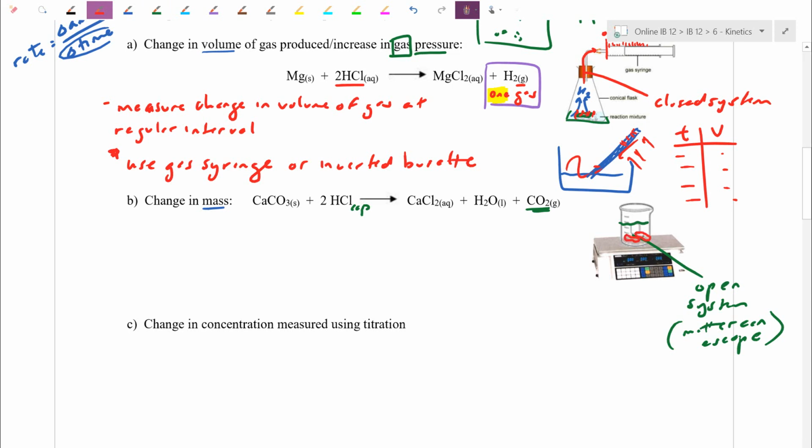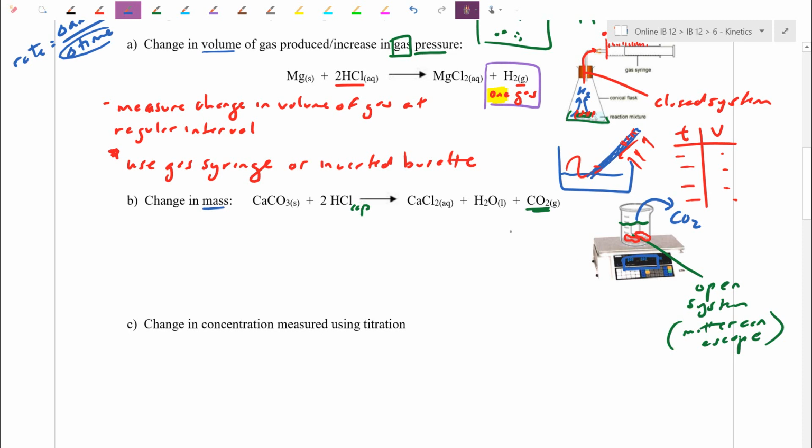We can talk about surface area as a factor later on, but basically the same thing. Hydrochloric acid is going to start a double replacement reaction. It's going to start breaking up the chalk, and it's going to produce carbon dioxide gas. This time, because we are in a completely open system, as the CO2 escapes, we're going to find that the mass is constantly decreasing.